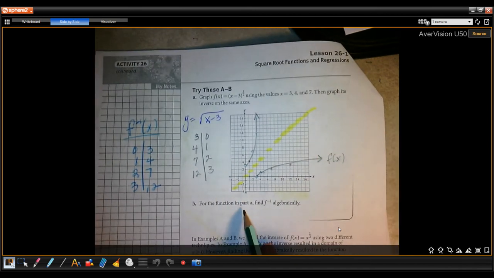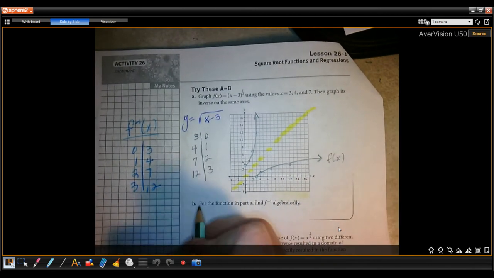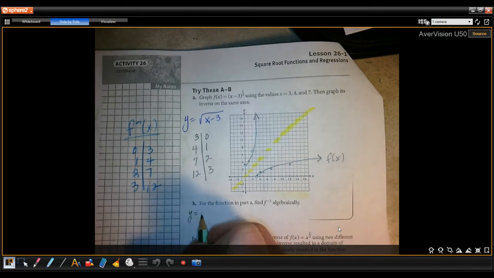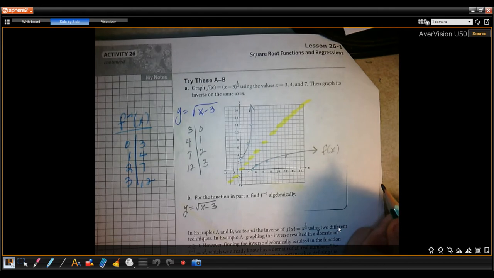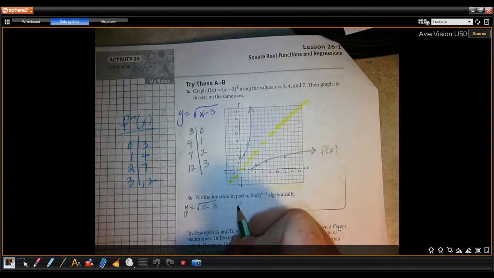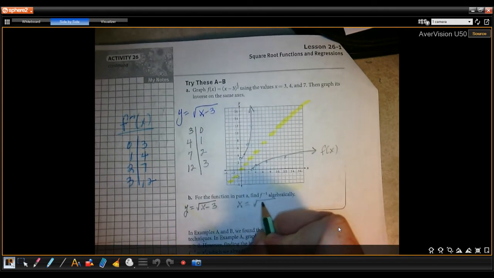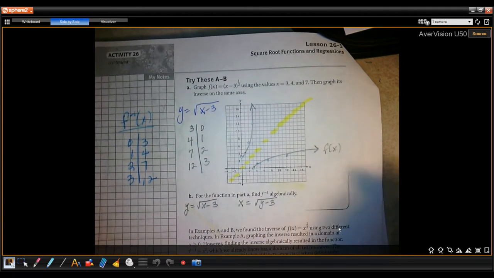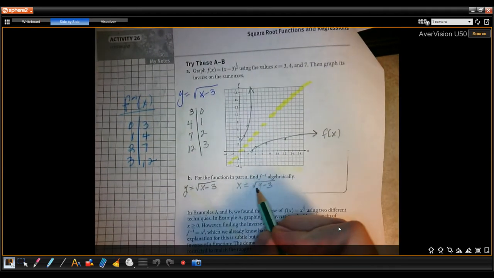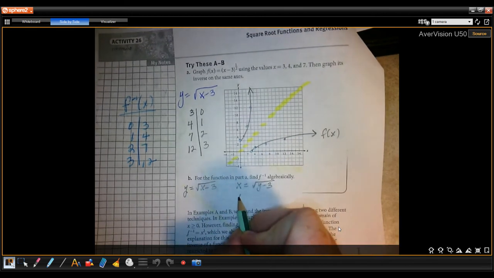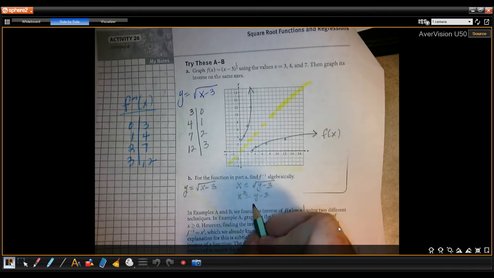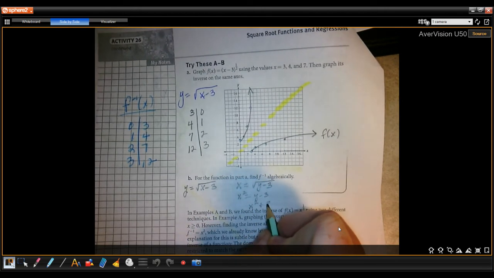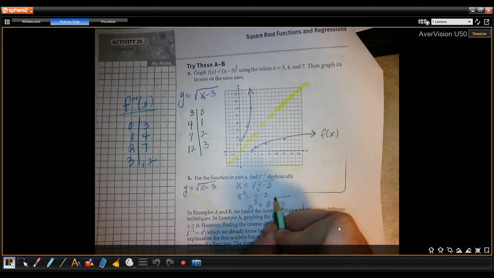For the function in part A, do it algebraically. Okay, so let's do that then. Now let's do what they ask. y equals the square root of x minus 3. How do you find the inverse algebraically? Switch x and y. So x equals square root of y minus 3. Now let's just solve for y. So first thing we do is get the radical by itself. We've learned that already. How do you get rid of the square root? Square both sides. So x squared equals y minus 3. So x squared plus 3 equals y.